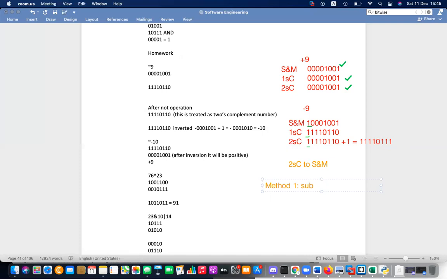You can subtract 1 and get the complement. Subtract 1 and get the complement.